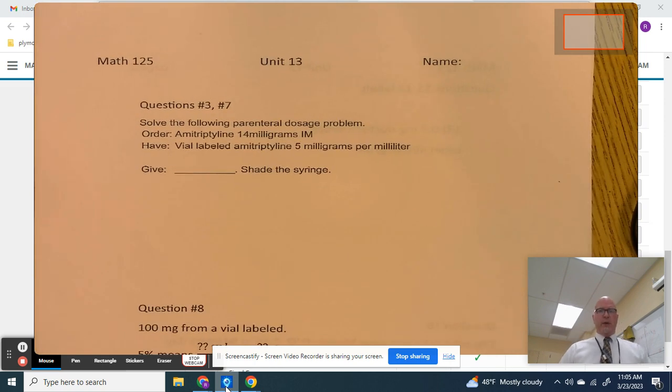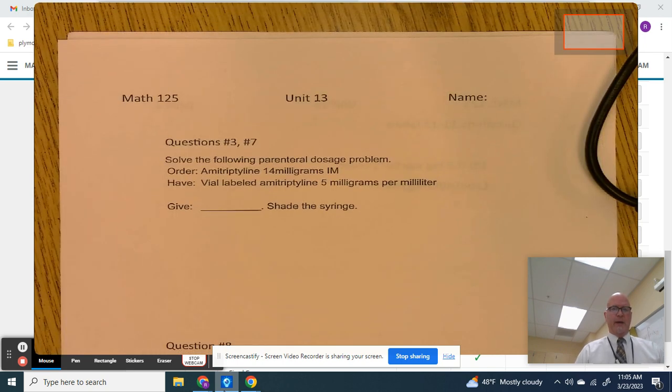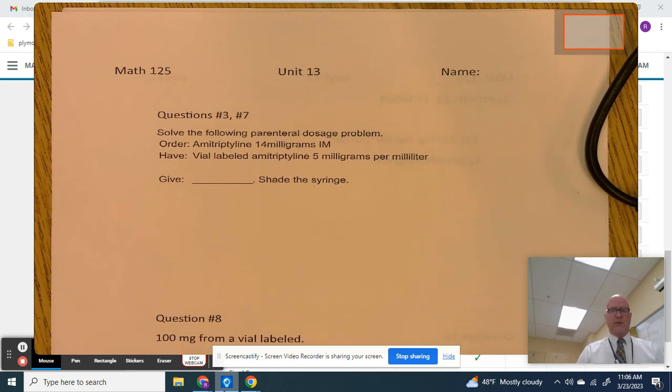So Unit 13, questions 3 and 7. I talk a little bit about solving a parenteral dosage problem. The word parenteral means some sort of a liquid dose, as far as I'm concerned. There might be other better definitions, but for our purposes, it's mostly about liquids. So you won't necessarily be seeing a lot of things about tablets or capsules or anything like that.